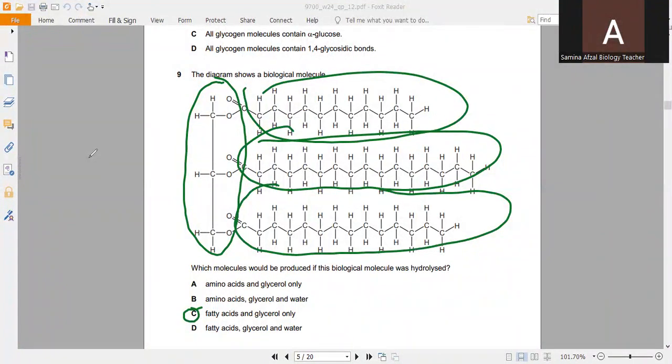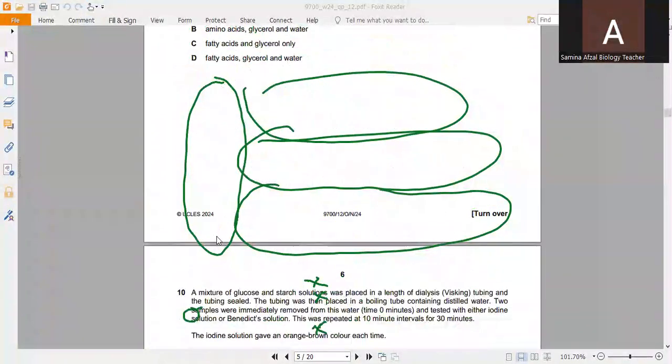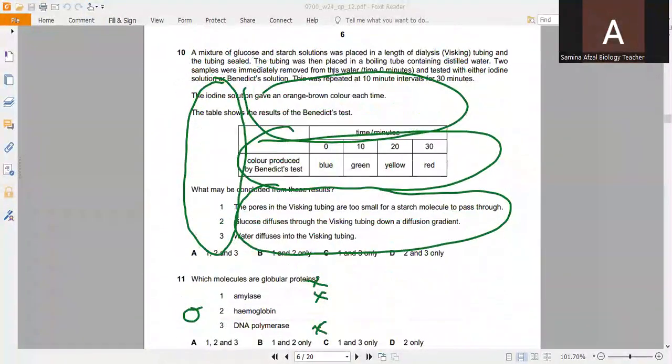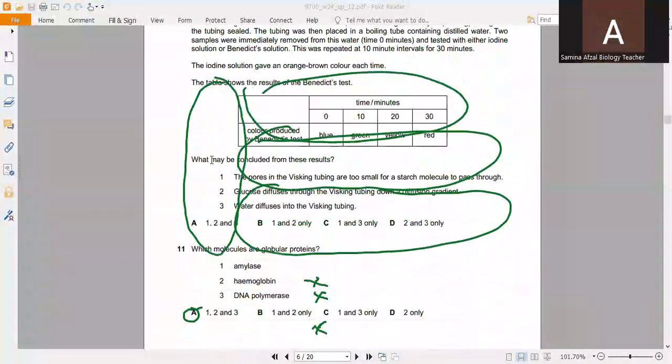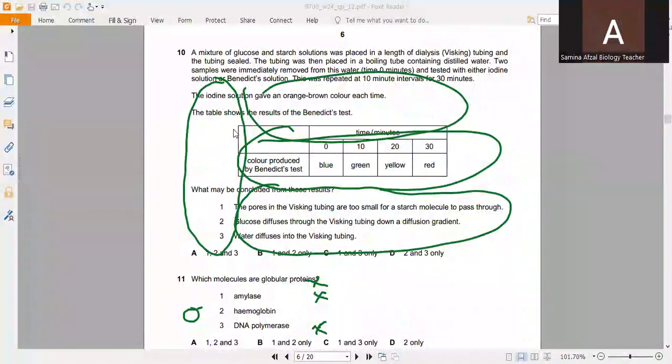And what is A? Amino acid and glycerol only? No. These are not amino acids, these are fatty acids. Fatty acids, glycerol and water? Water is not produced during this, so only fatty acid and glycerol. So for 9, C is the correct option. Water is not produced, but you know the water is added into it. They are broken down there.